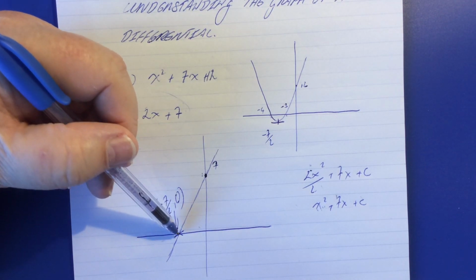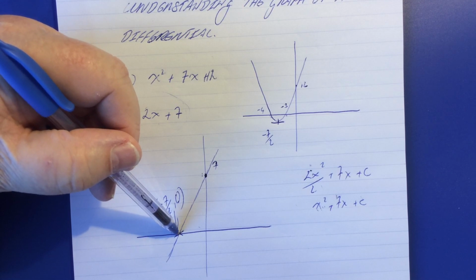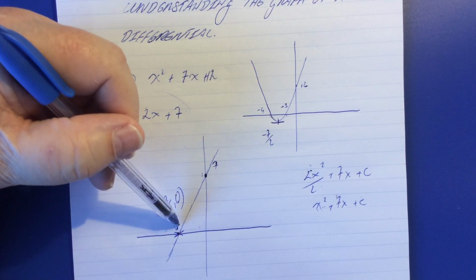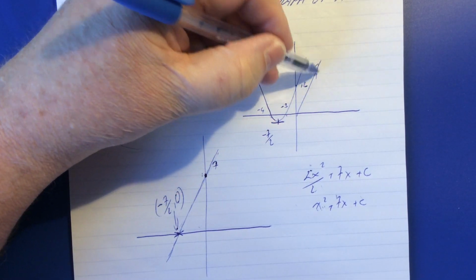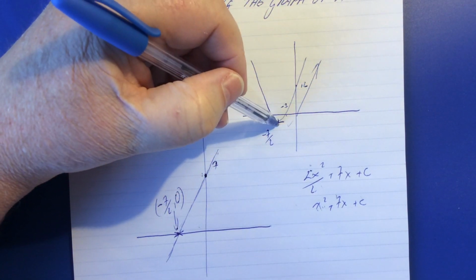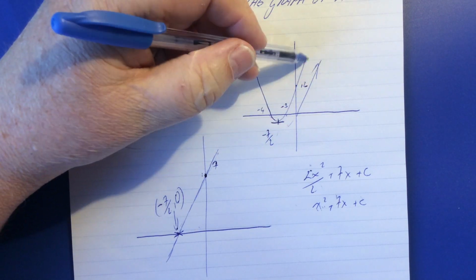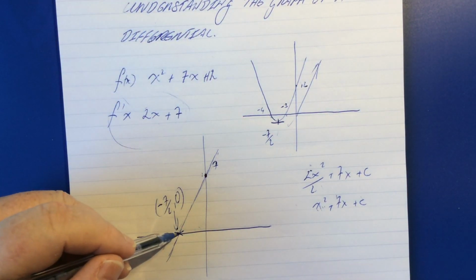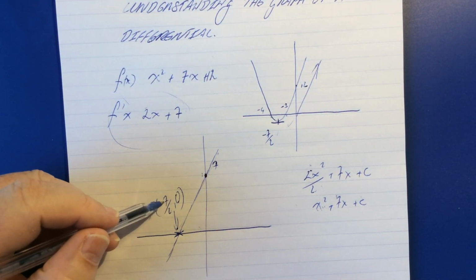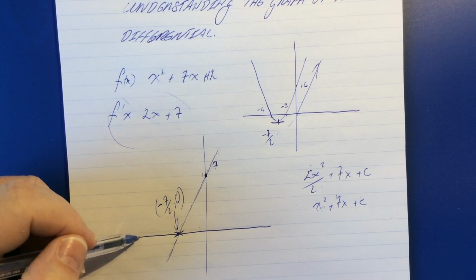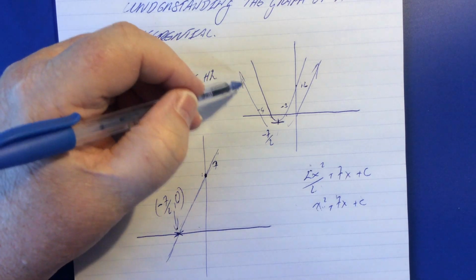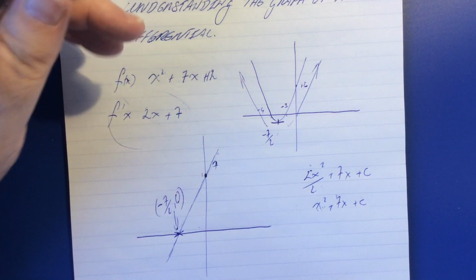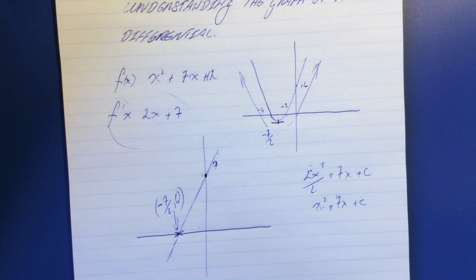It tells us two other things. When x is greater than this number, the gradient is positive. There we are, positive gradient from that point, the gradient of this function is positive. And below this on the x-axis, from -7 on 2 back towards negative infinity, the gradient is negative, as you can see here. That's the important information to take away from this.